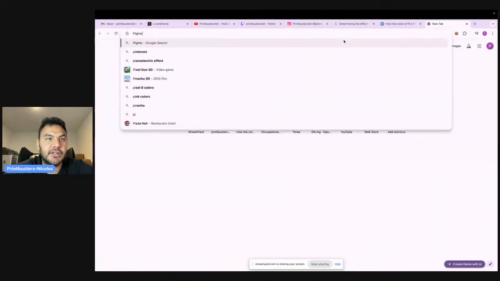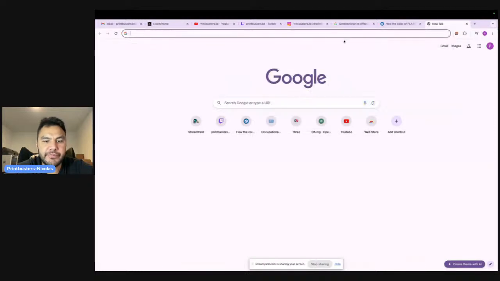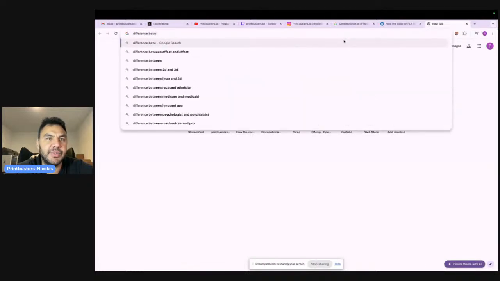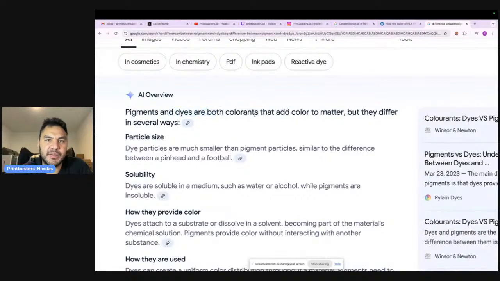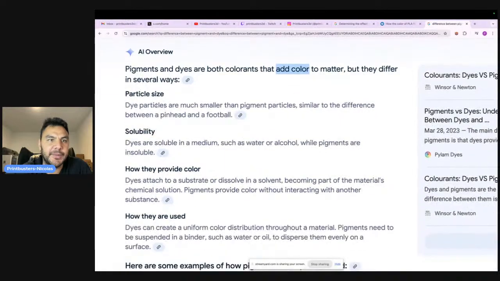So what I want to know is, what is the difference between pigment and dye? Okay, so pigments and dyes are both colorants that add color to matter, but they differ in several ways. Particle size: dye particles are much smaller than pigment particles, similar to the difference between a pinhead and a football.